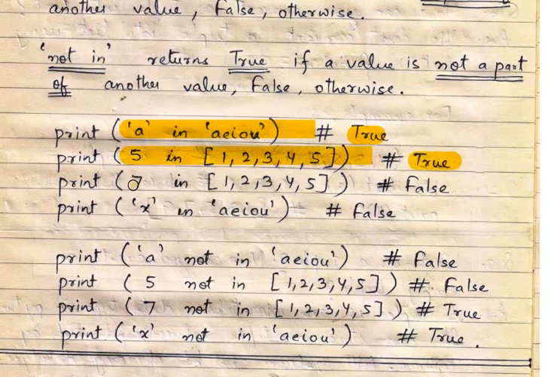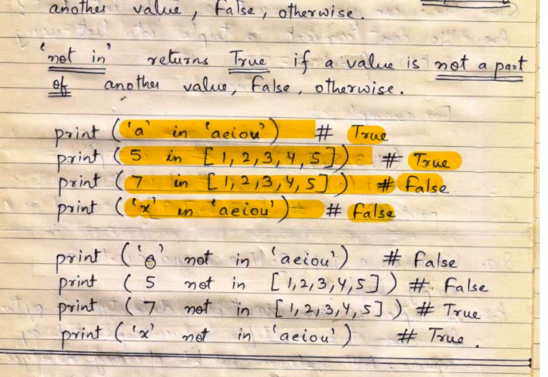Again, 7 in [1, 2, 3, 4, 5]. 7 is not present in [1, 2, 3, 4, 5], but the statement is saying that 7 is present in it. So it is telling you a false statement, and false gets printed. In the same manner, 'X' in 'AEIOU'. What does it mean? It is telling you that X is present in AEIOU. However, X is not present in AEIOU, so it would be printing false.